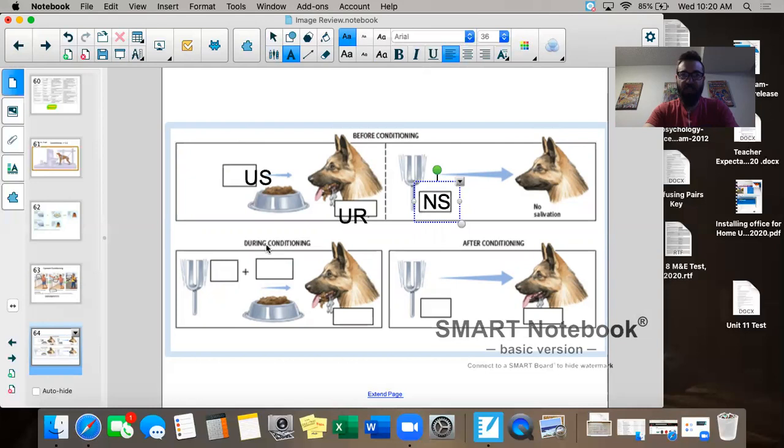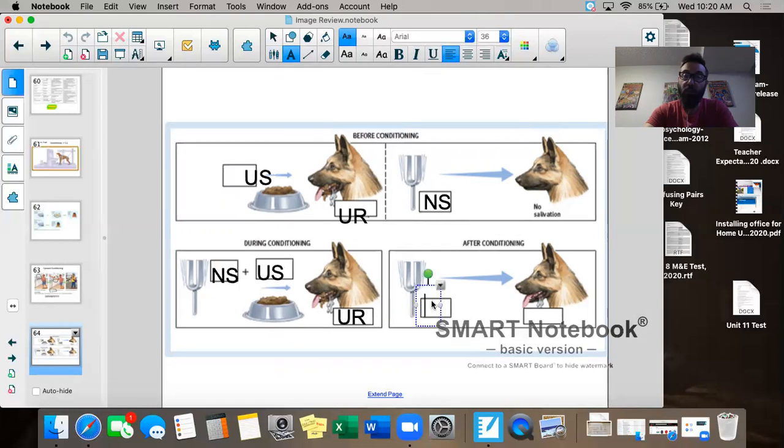And then during conditioning, we're going to put together these two things. We're going to put together the neutral stimulus and the unconditioned stimulus. And then the dog is still going to be giving me the unconditioned response while we're learning. Okay, well, if we still have to put them together, it's still the unconditioned response because the dog's drooling for the food, because of the food.